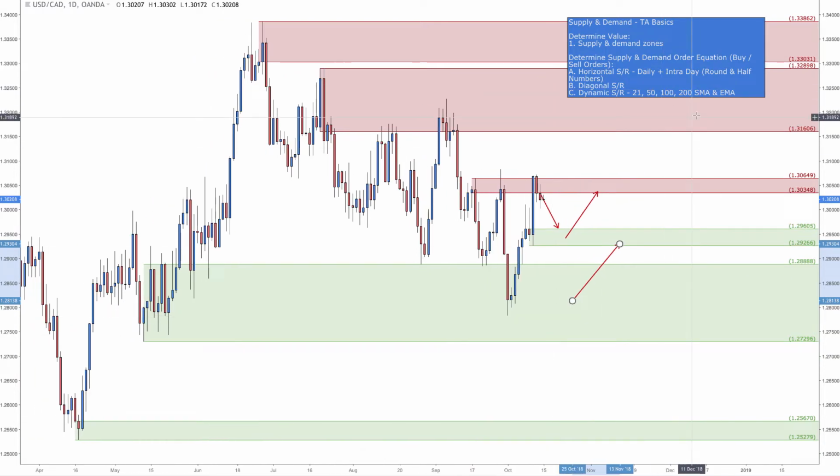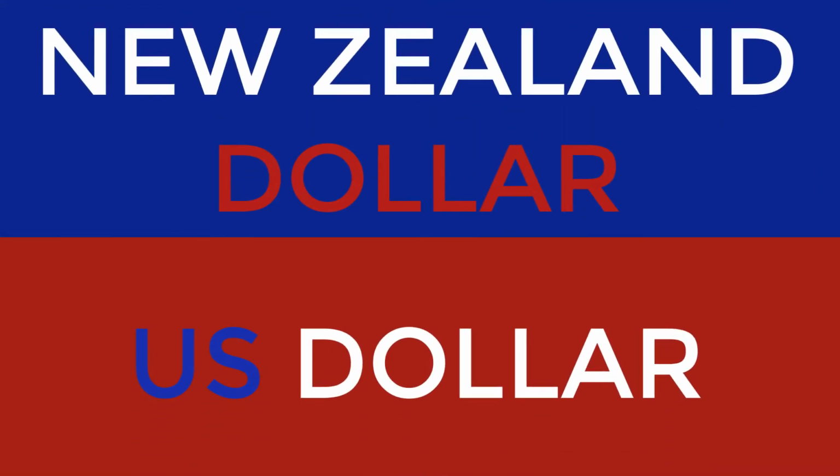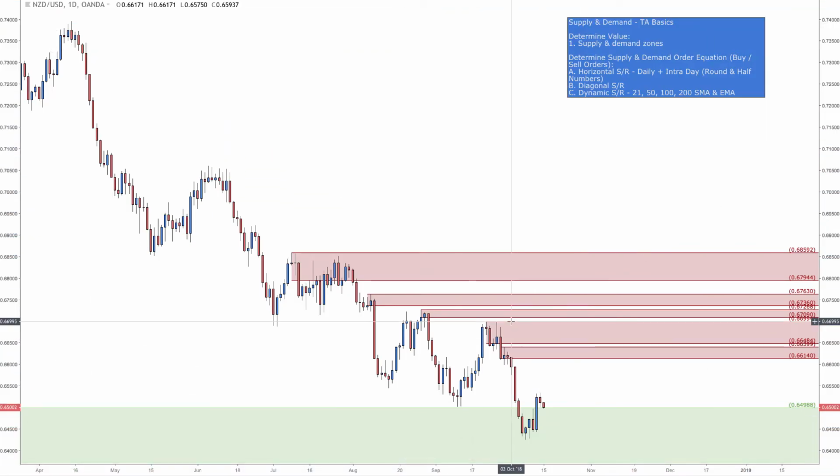And again, with all these supply and demand zones, from a technical perspective, apply the supply and demand order equation. Why is there more likely to be demand in this area than supply, and why is there going to be more supply in this area potentially than demand? And again, I just urge you to watch the video on the supply and demand order equation, which is in the description box below. Moving on to the New Zealand dollar, US dollar.